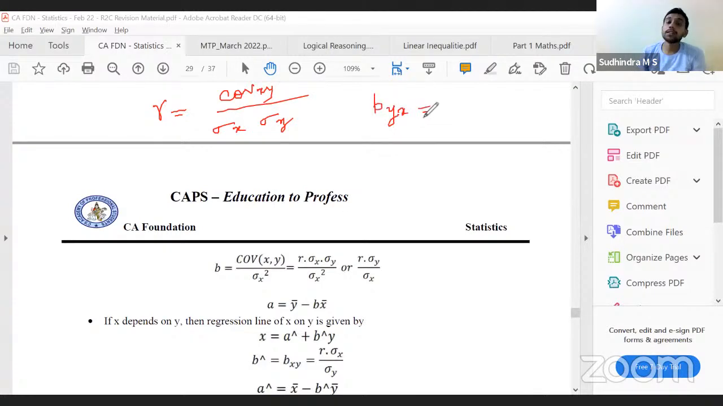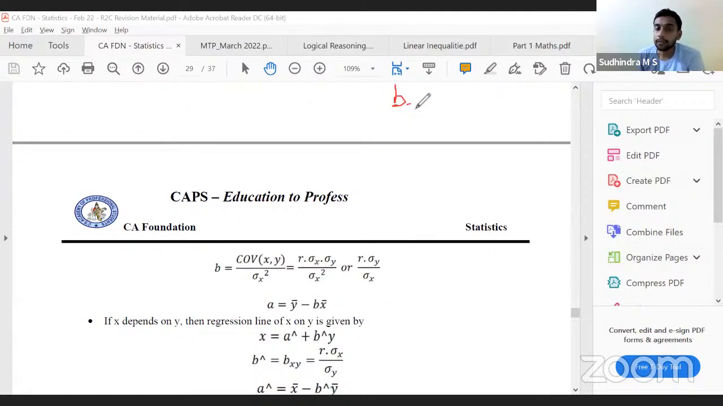Since one of the variables is independent, one is dependent, we go with the independent variable's calculation. What is the independent variable here? X. So we go with covariance of xy. Instead of standard deviation of x into standard deviation of y, we go with standard deviation of x into standard deviation of x. Therefore, it is variance of x. So it is easy to remember, the second variable here is x. So the denominator should be variance of x. Covariance of xy divided by variance of x.